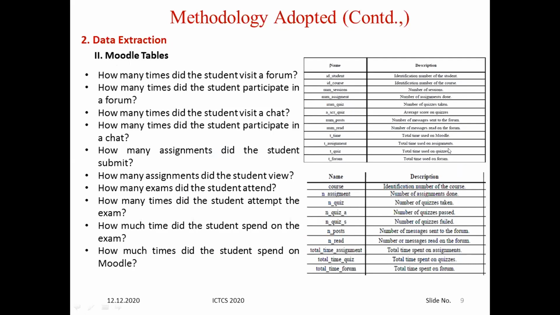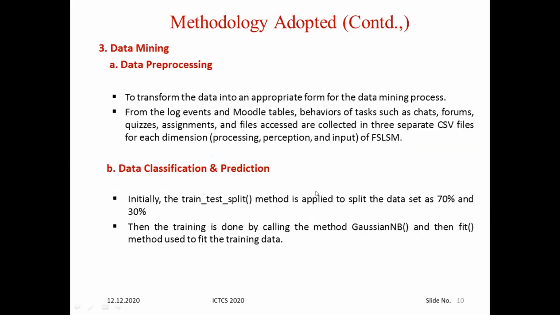Two minutes. Okay. So from the Moodle tables also, I have retrieved some data. Then the data is pre-processed. After pre-processing, I put it into three separate files based on the three dimensions. And finally, the classification is performed and training is also done, using the Naive Bayes classifier. This implementation is done in Python.